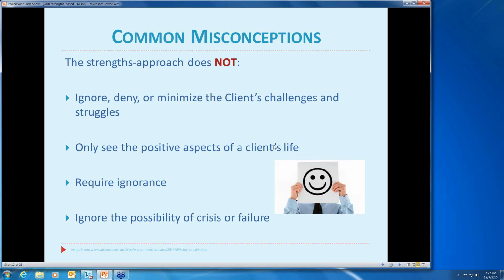And there probably will be moments of failure and crisis in most people's lives, and those shouldn't be seen as an end point, but rather something we can learn from and we can address and move on.